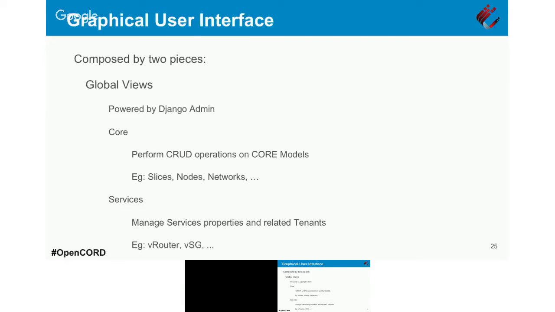Let's go a bit deeper into what the graphical user interface is. It is composed basically of two pieces. We refer to them as global views that are powered by the Django framework. We made these choices to let you quickly define views to operate on models and quickly define views that let you operate on services.